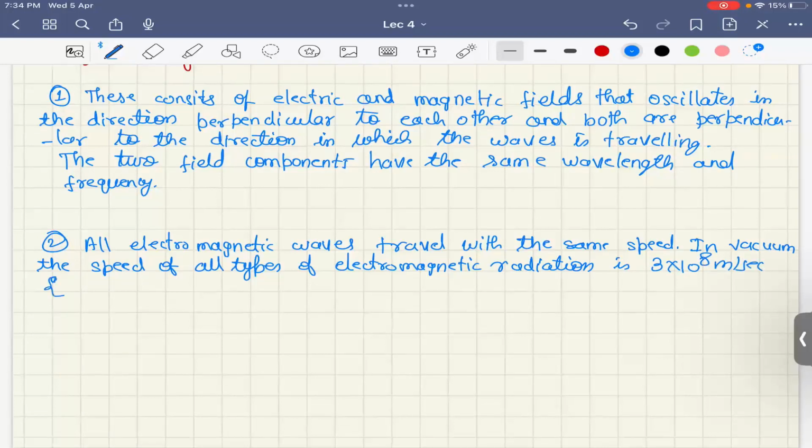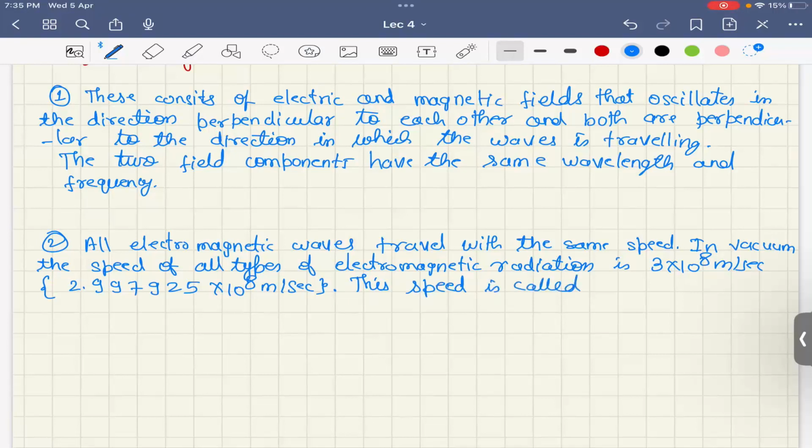So to be precise, the exact speed is 2.997925 into 10 to the power 8 meter per second. This speed is called as the speed of light.